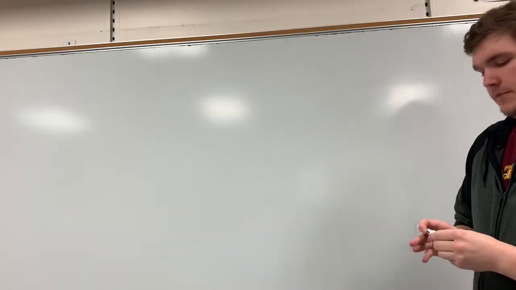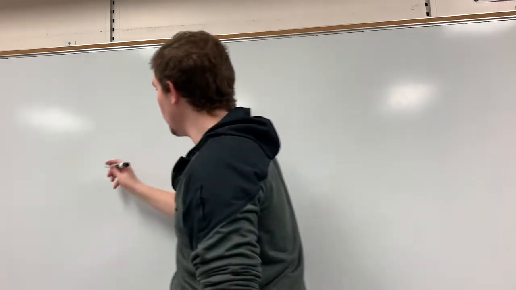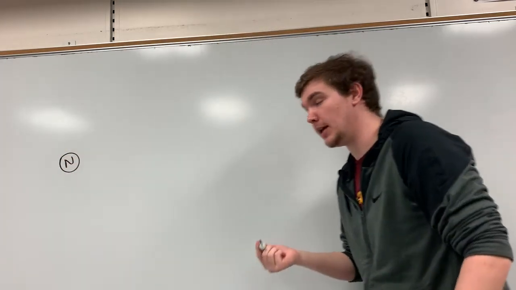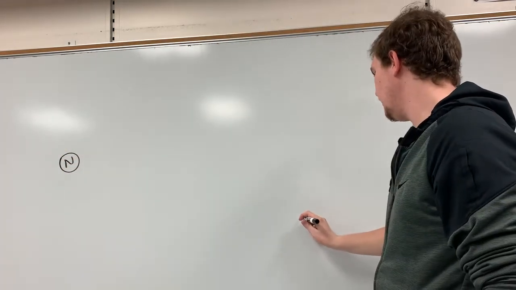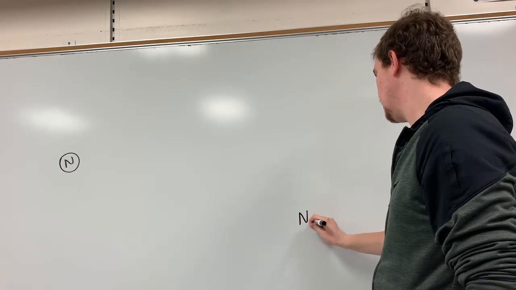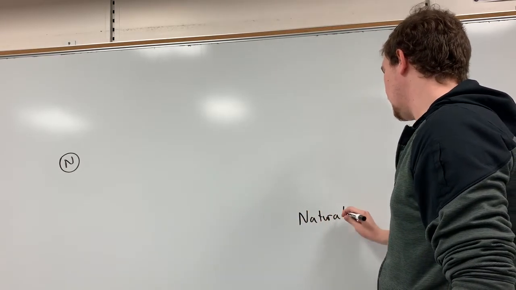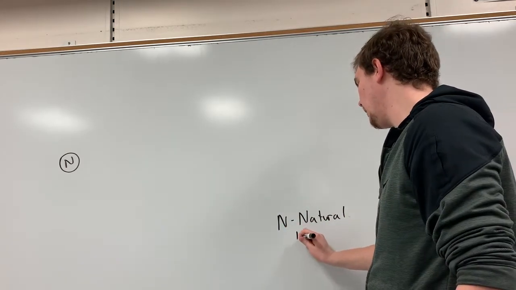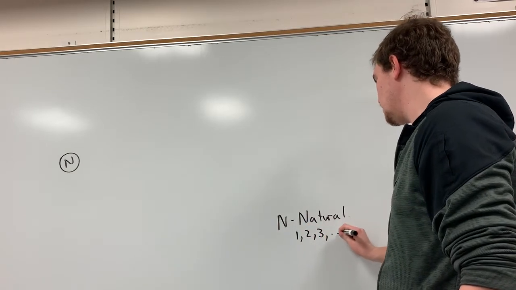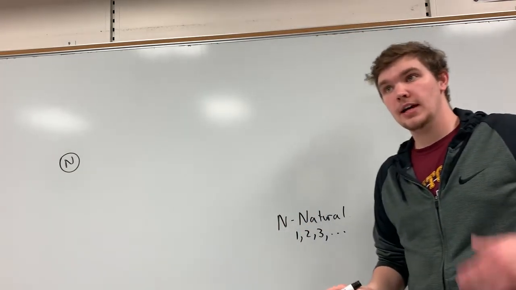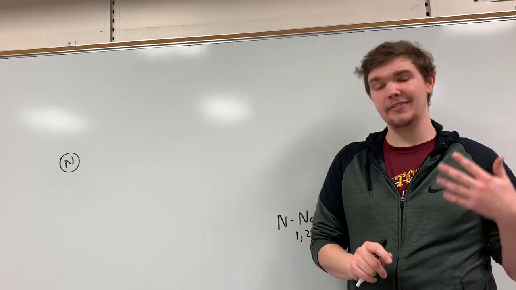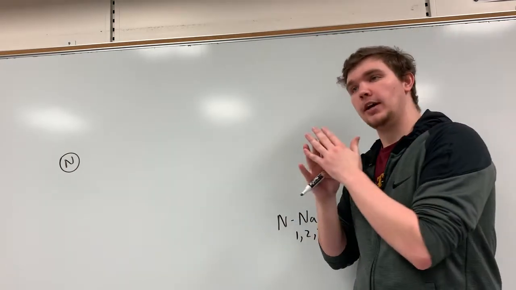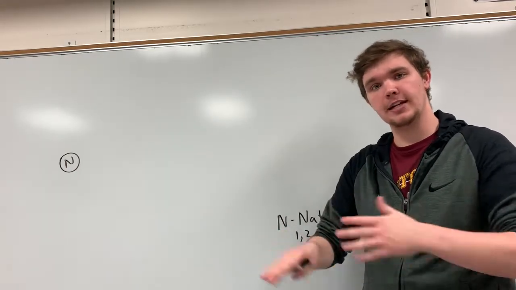Okay, all right. So we'll start with the basic one, the set of natural numbers. N for natural numbers, right? Natural numbers start at 1, and they work their way up to infinity. They don't have any negative numbers, and they also don't have any fractions or decimals. Starting with 1, working their way up to infinity. No 0, no negatives, no fractions, nothing like that.